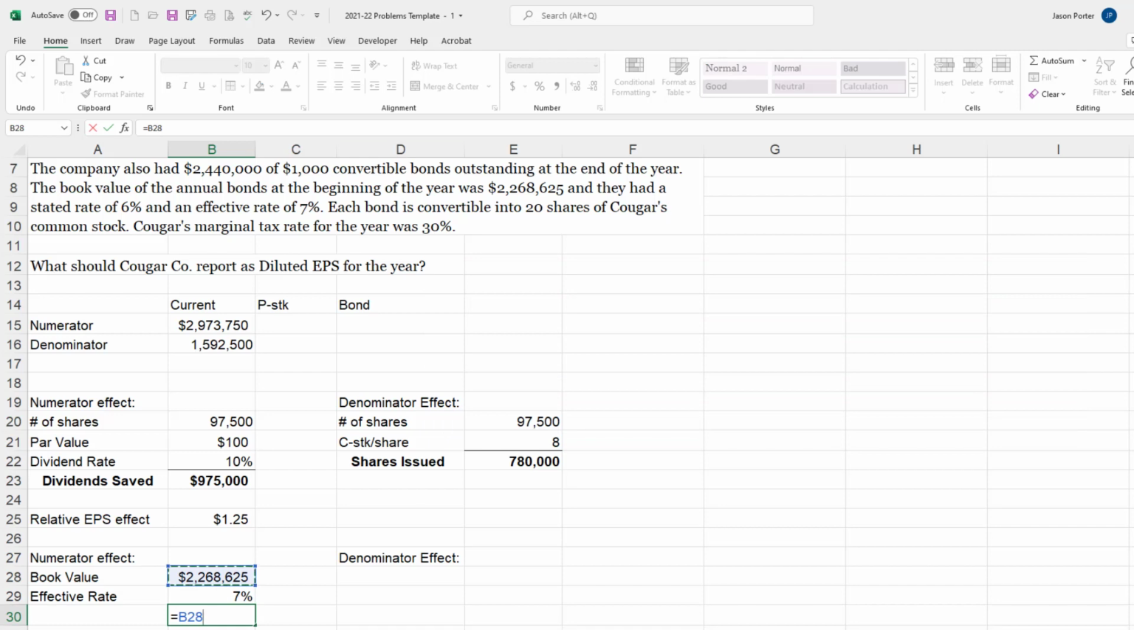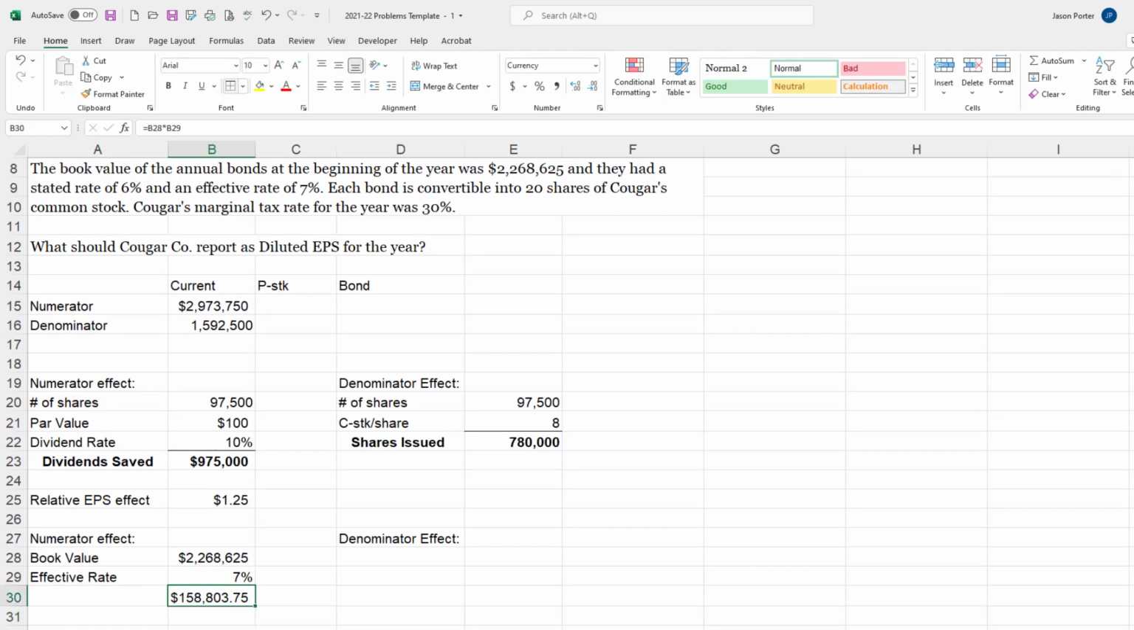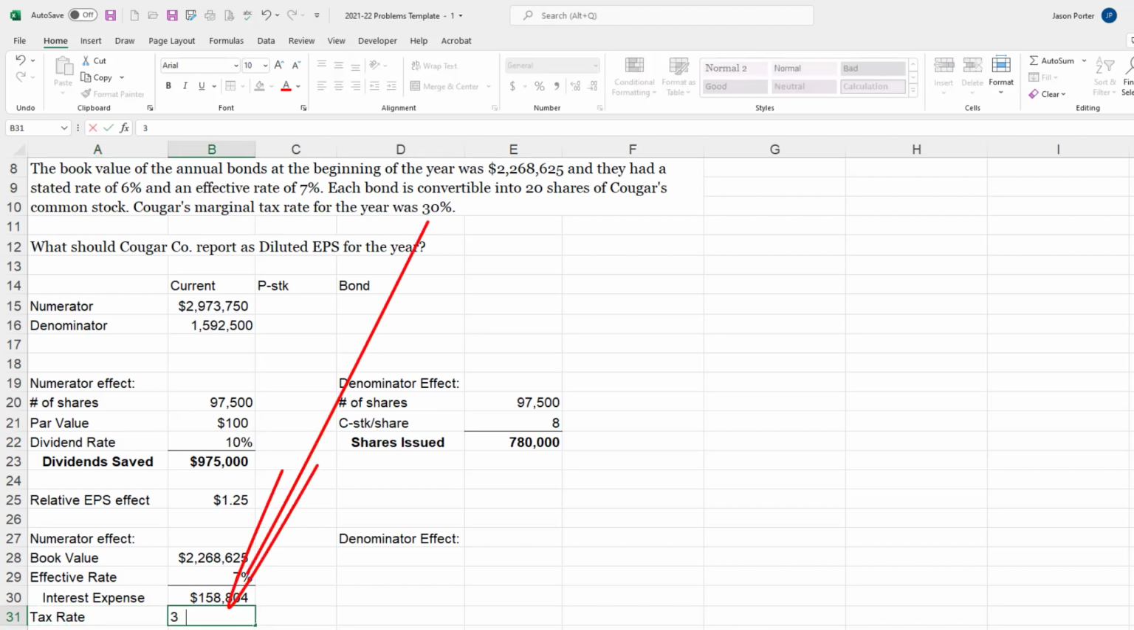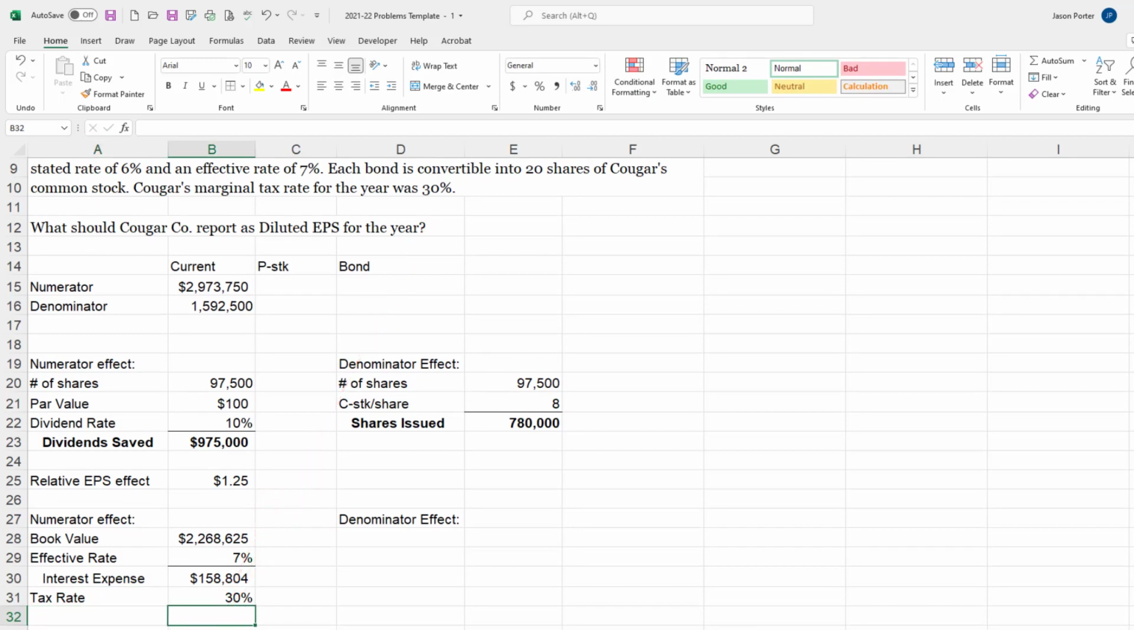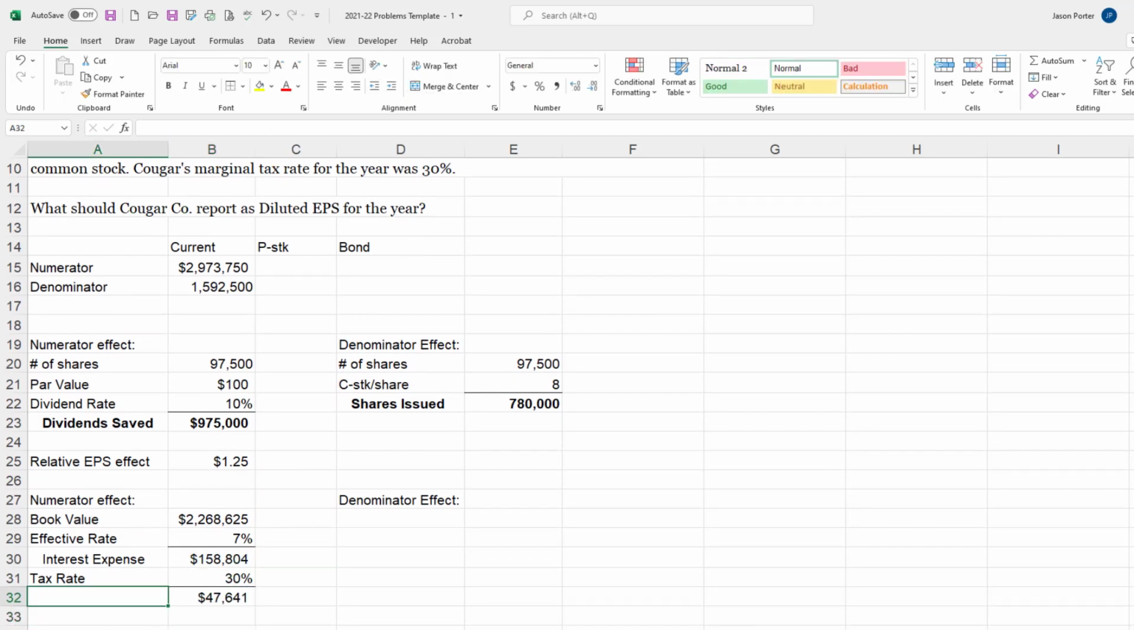So let's see. If I multiply these, I get interest expense. But that's not the net income effect. That's just interest expense. Because in addition to changing interest, if I were to not show interest expense, I would also not get a tax break. In this case, I'm going to multiply by my tax rate, which is 30%. This is the tax increase.